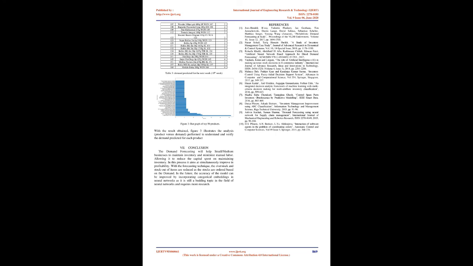The demand forecasting will help small/medium businesses to maintain inventory and minimize manual labor, allowing them to reduce the capital spent on maintaining inventory. In this process, it aims at simultaneously improving profitability. With the forecasting technique, the overstock and stock out of items are reduced as the stocks are ordered based on the demand. In the future, the accuracy of the model can be improved by incorporating categorical embeddings in neural networks, as it is still a budding topic in the field of neural networks and requires more research.